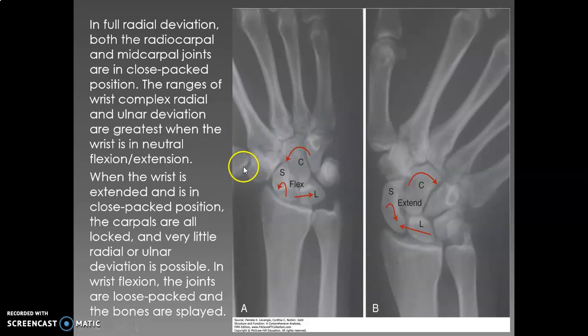So this is called radial deviation, and this is ulnar deviation. Now in the radial deviation, see what is happening when the wrist goes into radial deviation. The scaphoid is twisting like this. Just see here what the scaphoid is doing. The scaphoid is present like this.